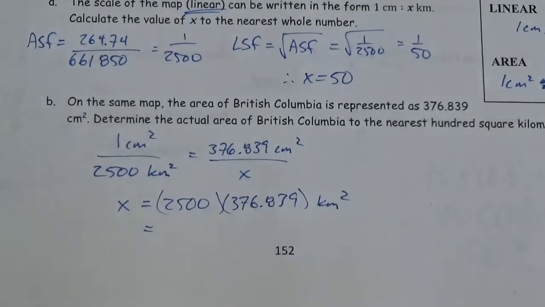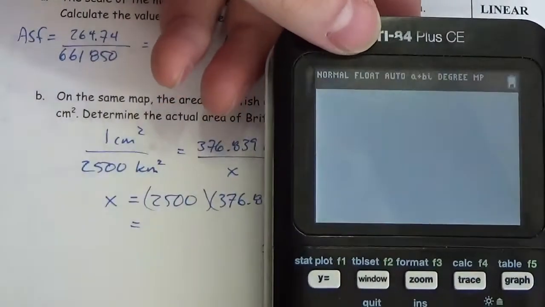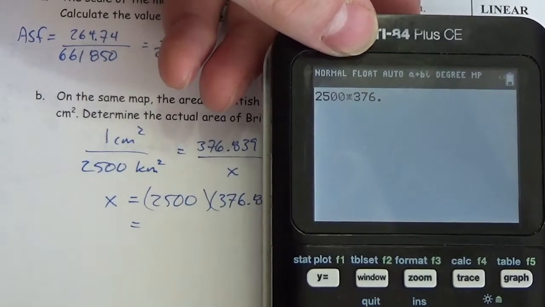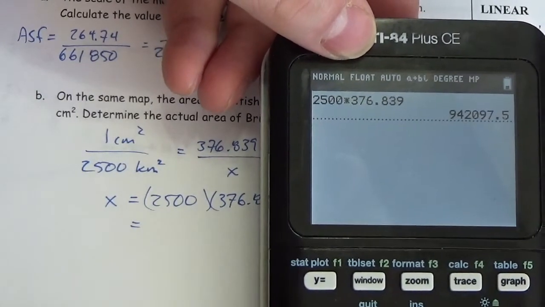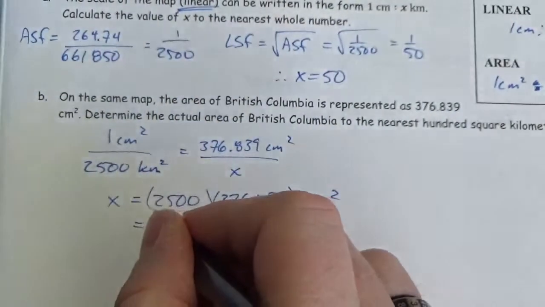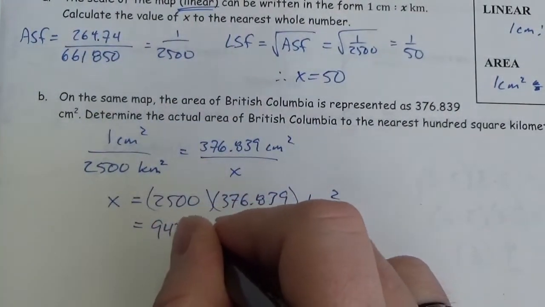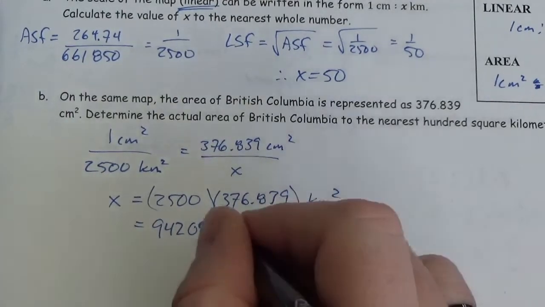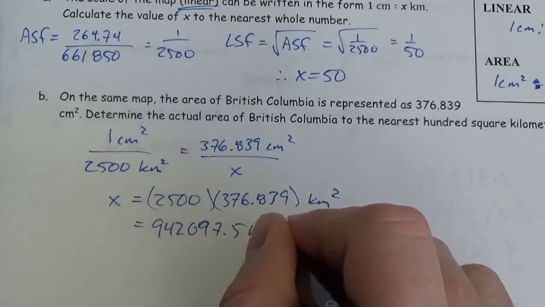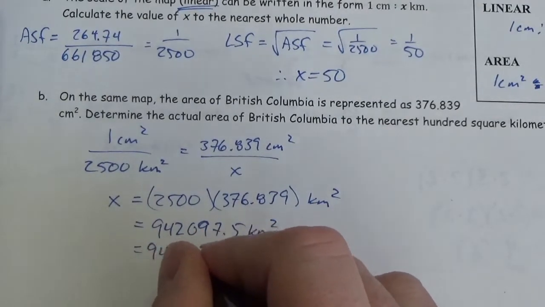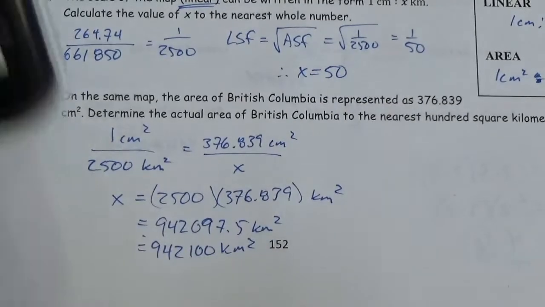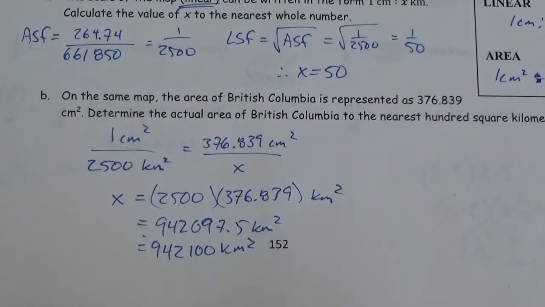And that works out to be, let's just plug that in, 2,500 multiplied by 376.839. Okay, and we get 942,097.5 kilometers squared. That says to the nearest 100 square kilometers, so I'll round that to the nearest 100. So 942,100 kilometers squared. Okay, that's the answer that they're looking for.